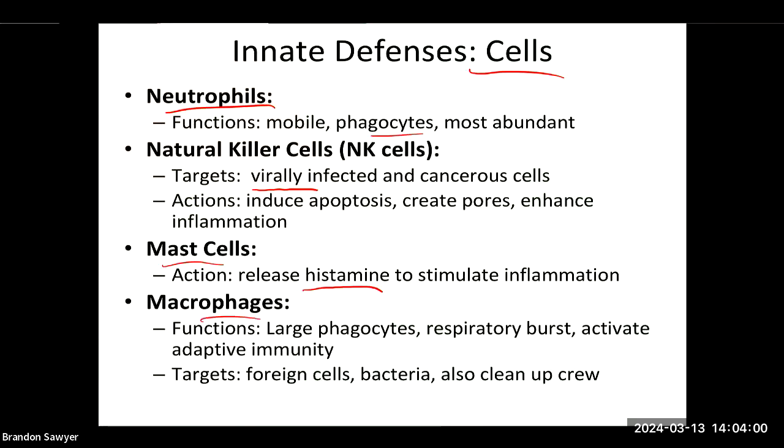And then macrophages, these are similar to neutrophils, but they're just bigger, and they have all kinds of other weaponry that they can use to destroy things. Respiratory burst is pretty much a big free radical release that these macrophages do that can destroy everything in the area. Okay, and these are infecting things, foreign cells, bacteria. They also come in after an injury and help clean up any debris from an injury and things like that.